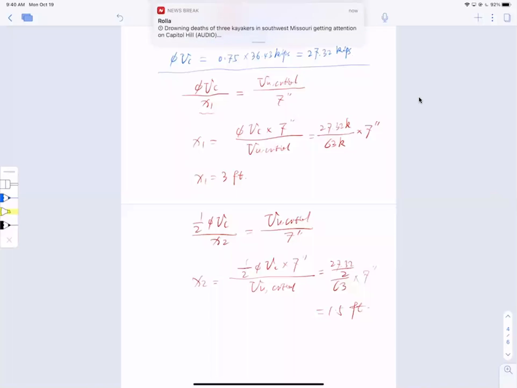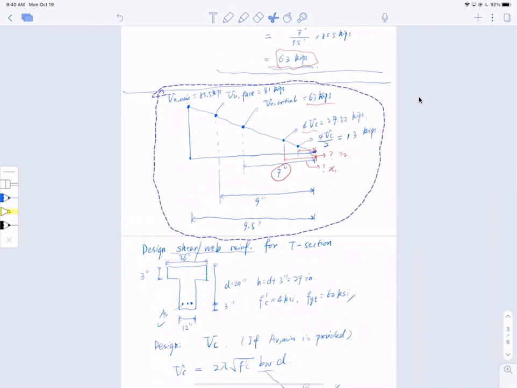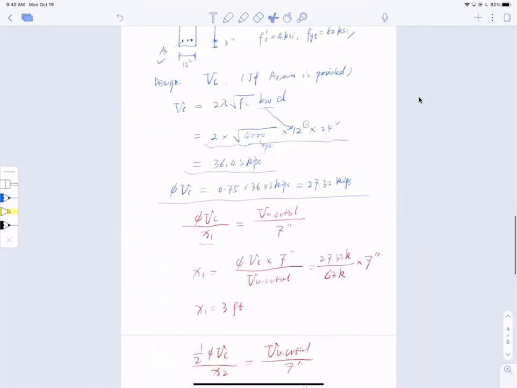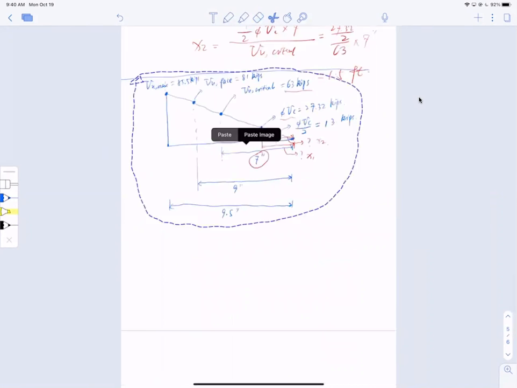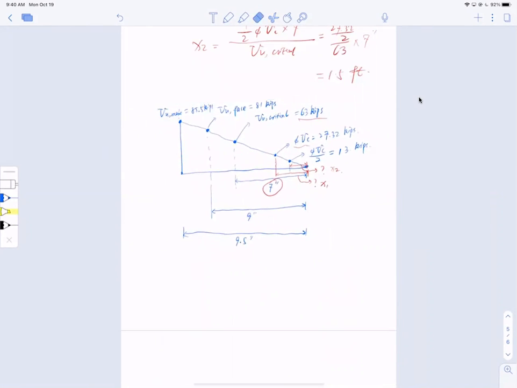All right. So these are distances. With this, I have an updated shear diagram. To help you out, I'm just going to cross this whole thing out, copy it and paste it again. So now I have the complete picture.